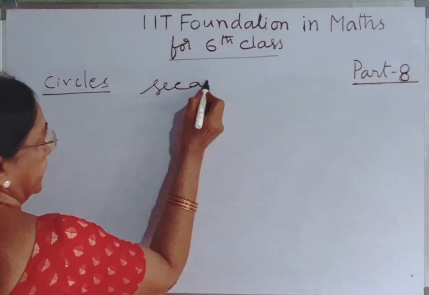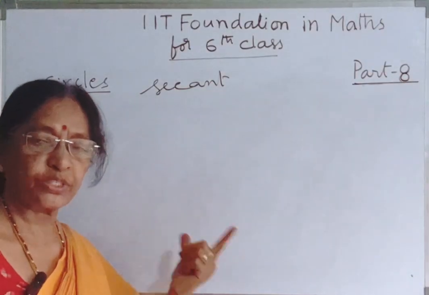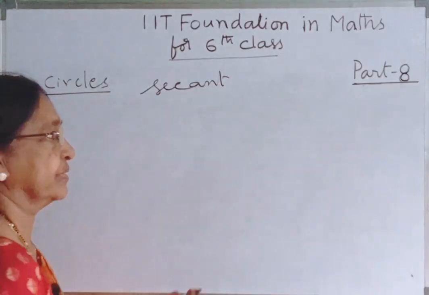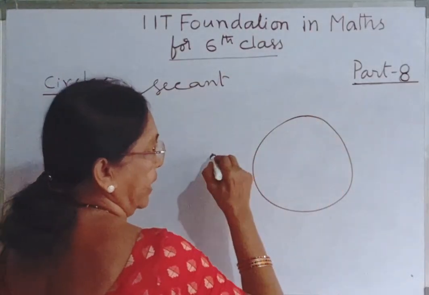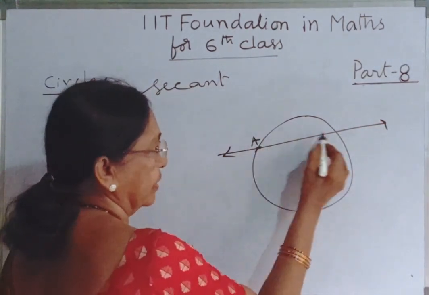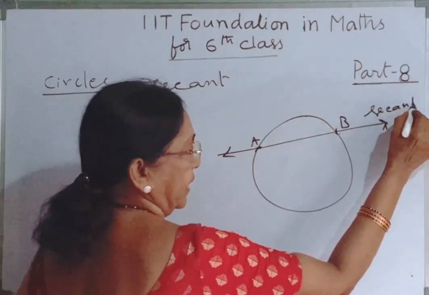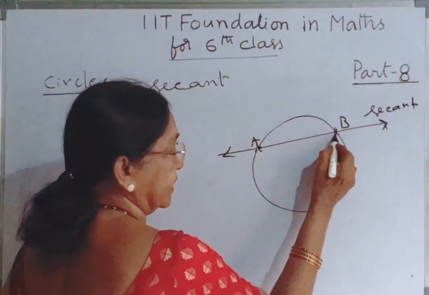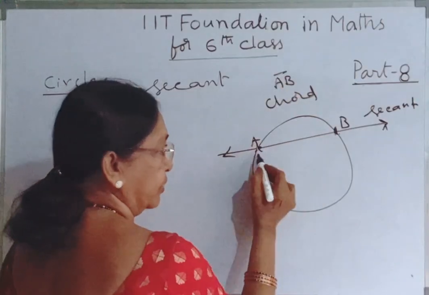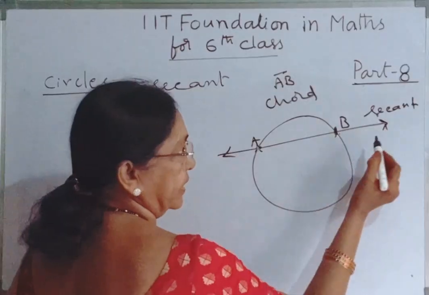Next, secant. A secant is a line passing through the circle, intersecting the circle at two different or distinct points. Suppose let this be a circle, a line passing through the circle, intersecting the circle at two different points A and B. So this line is called the secant. Actually, this line segment AB is called the chord. Only the portion of the line, AB, is called the chord, but the total line is called the secant.